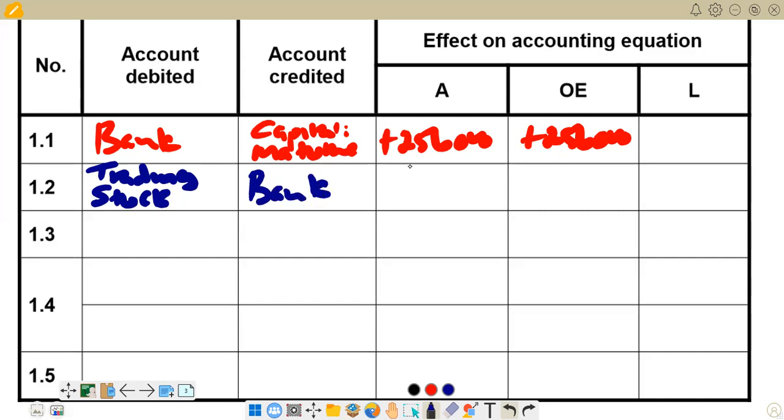So yes, we are going to see a double effect there on assets, whereby we got a plus 250. And also we have a minus 250. So that's what we have there. Then we go to 1.3.